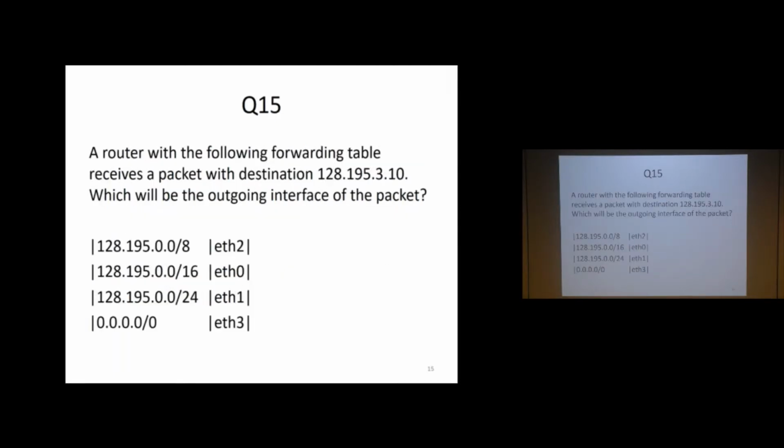Okay, so a router with the given forwarding table receives a packet with this destination. What is the interface that this packet will get forwarded to?